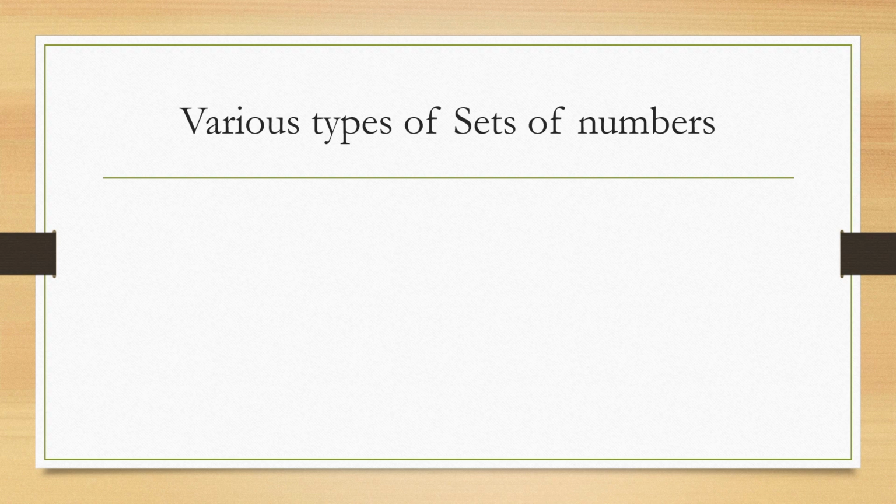Various types of sets of numbers. Now we will study some examples for the various types of sets of numbers. N = {1, 2, 3, ...} is a set of natural numbers. Means N is represented as natural numbers and 1, 2, 3 are the elements of the set N.